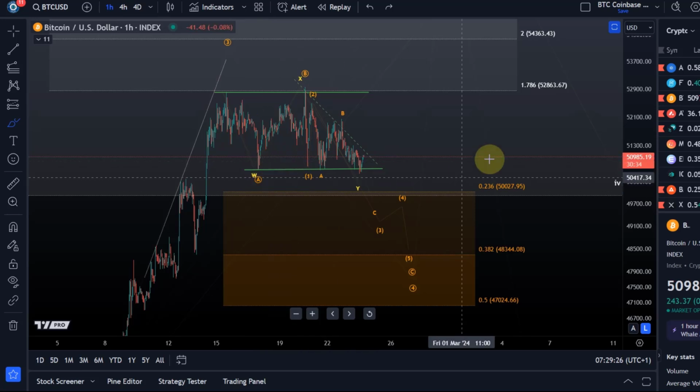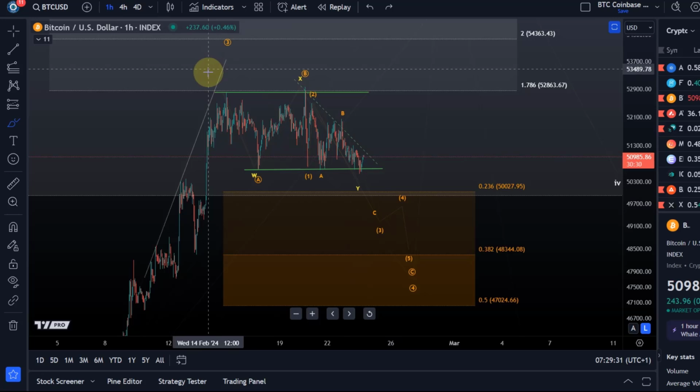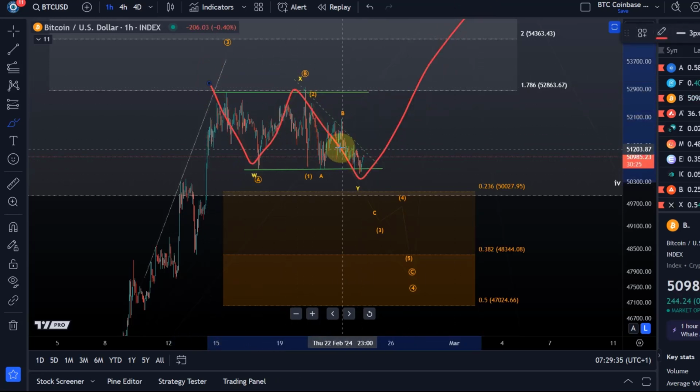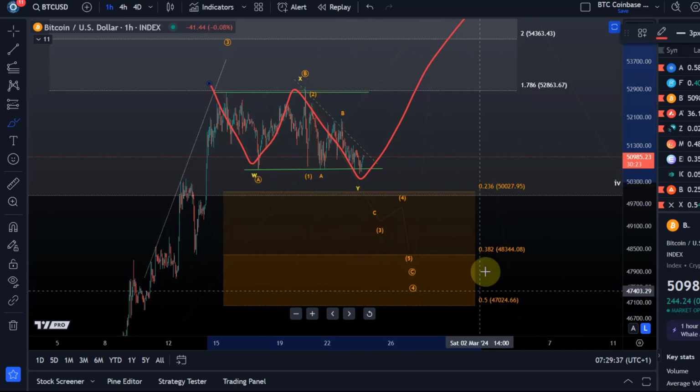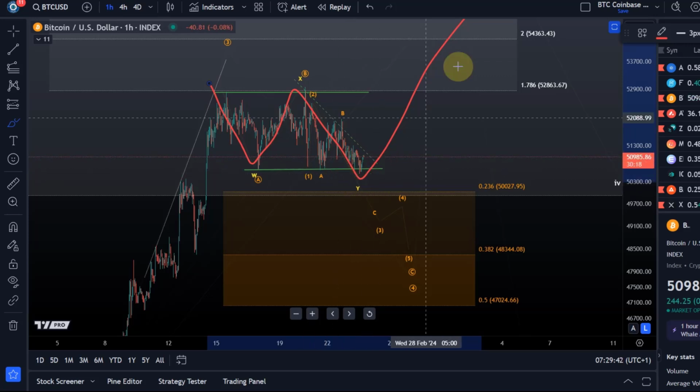It could also be that all of this is some kind of a WXY pattern in yellow, which already completed, WXY, and then we go up directly. So we don't need to test that orange box, but it appears likely. If we don't, that's fine as well. I mean, the trend is up.